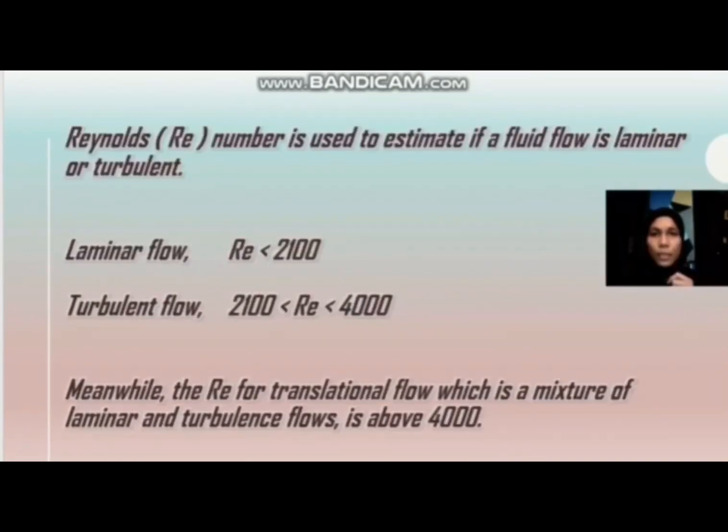Therefore, to identify the type of flow, the Reynolds number can be used to estimate if a fluid flow is laminar or turbulent. For laminar flow, the Reynolds number is below 2100, and transitional flow ranges between 2100 and 4000. Meanwhile, the Reynolds number for turbulent flow is above 4000.